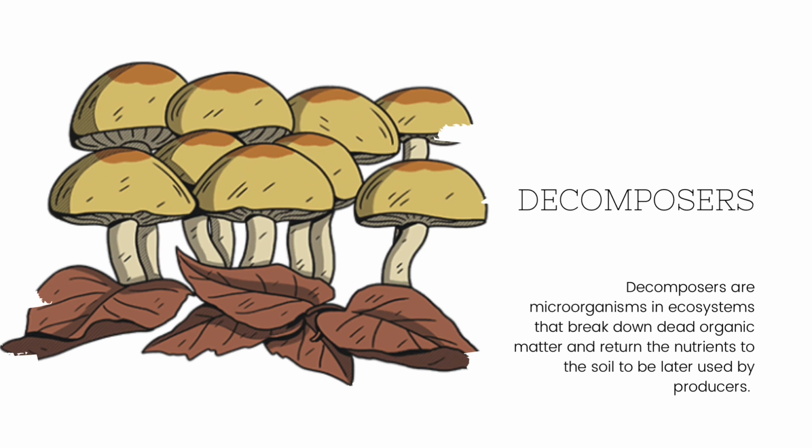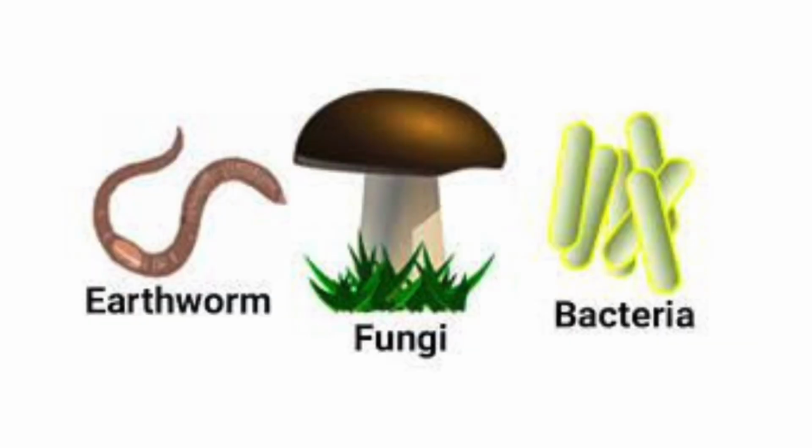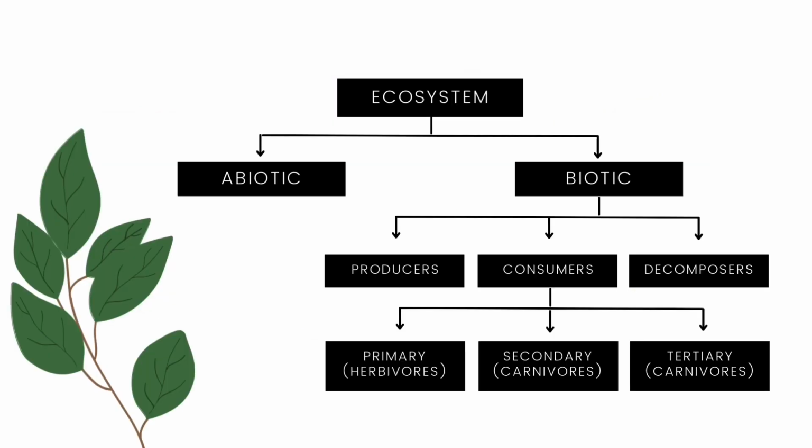Decomposers are microorganisms in ecosystems that break down dead organic matter and return these nutrients to the soil to be later used by producers. So, if you can think of any decomposers, you will most likely think of fungi or your mushrooms and stuff like that, but there actually are some more microorganisms, and we will look at that on our next slide. So earthworms, obviously fungi, and bacteria.